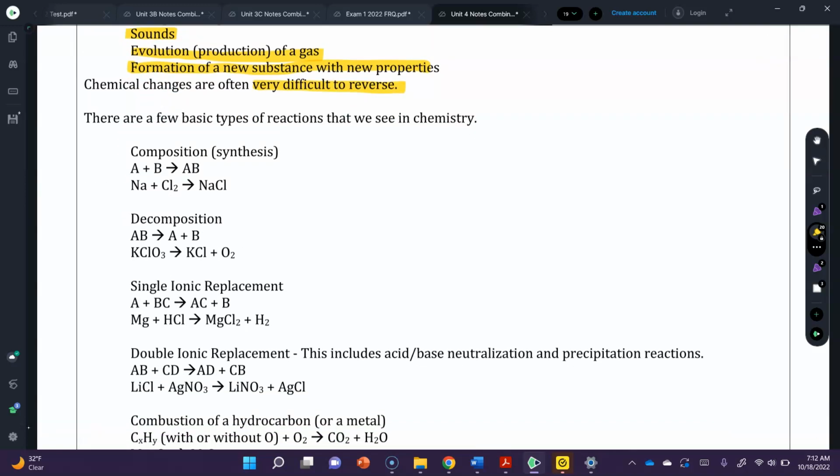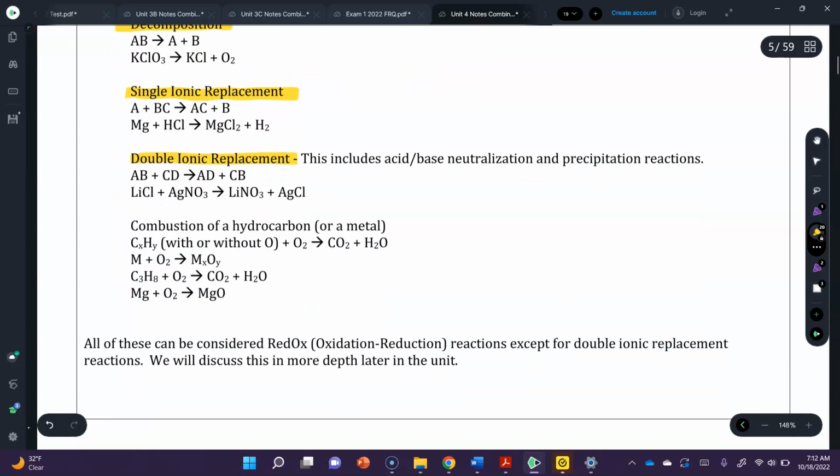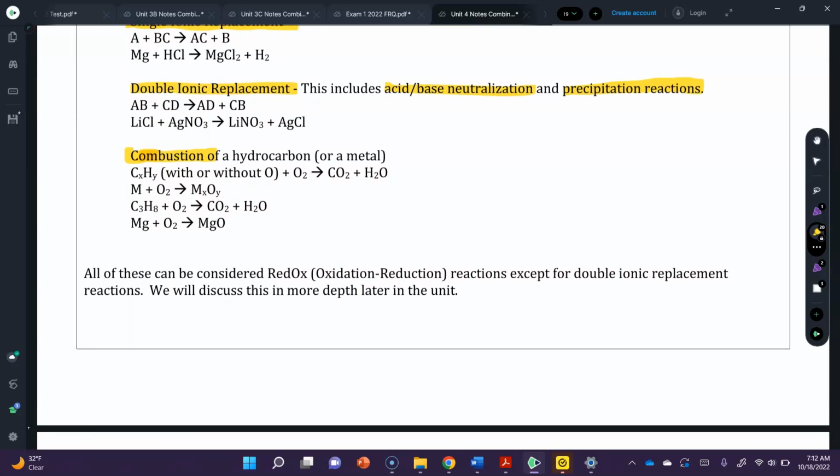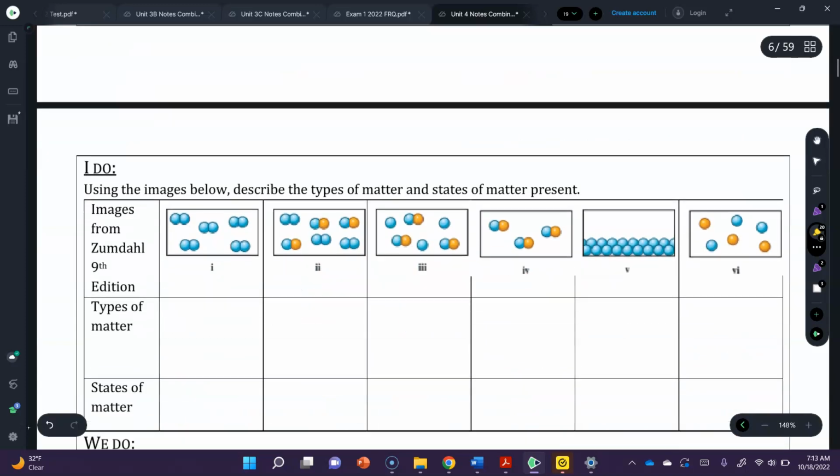And then we have our basic types, including composition or synthesis, decomposition, single replacement, double replacement. This includes acid-base reactions and precipitation reactions. And then combustion, which includes both the hydrocarbon and a metal. All of these are redox reactions, which we'll get into later in this unit, except for the double ionic replacement, because the ionic charges don't change. And so we'll look at that further later.